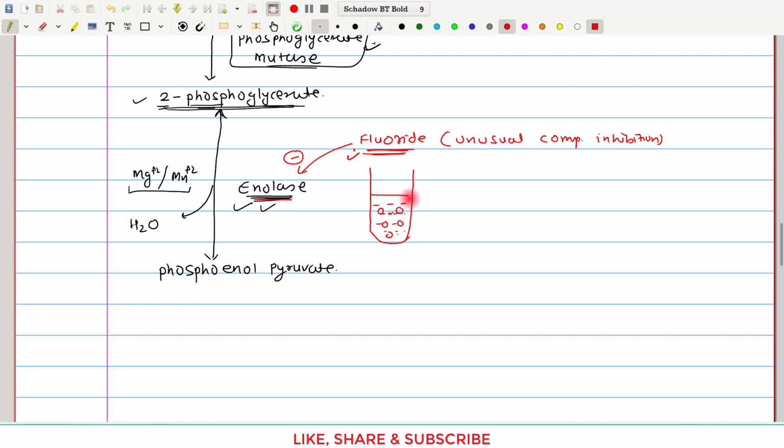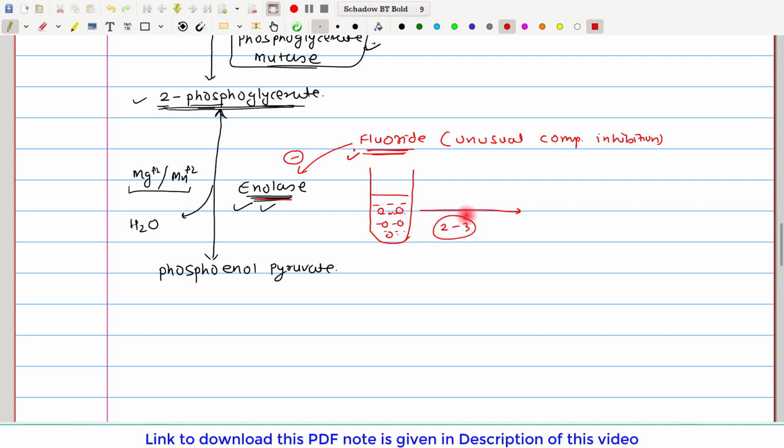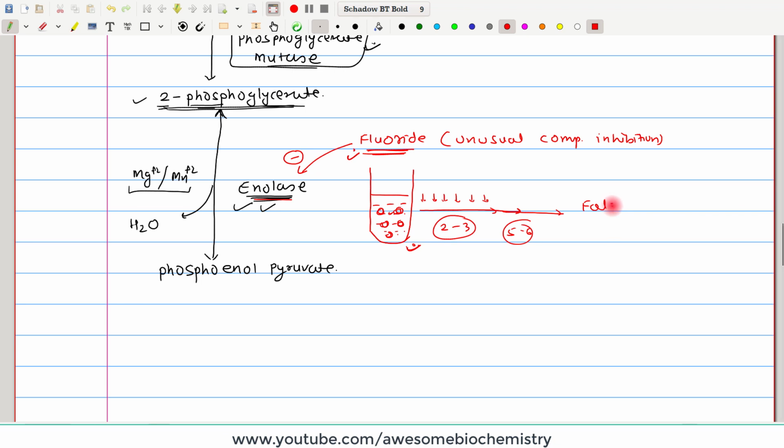So what is the problem? Suppose you have received this blood sample in the lab and for 2 to 3 hours this sample is not analyzed, right? So what will happen? These cells will be continuously utilizing glucose, so glucose concentration will start decreasing. As time passes, the glucose concentration is decreasing. Suppose, let's say after 5 to 6 hours, you start estimating the glucose concentration. Here you will estimate a falsely low glucose concentration, right? Why? Because these cells are continuously consuming glucose.